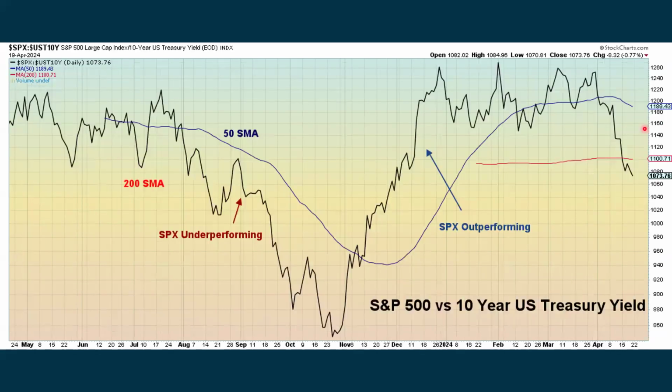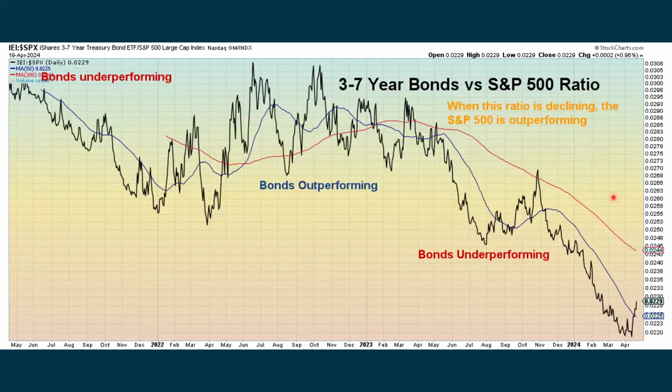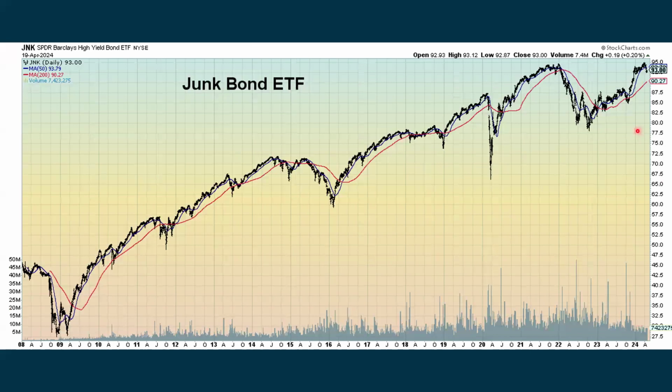And then we look at the S&P 500 and compare it with the 10-year yield, where the S&P 500 had been outperforming, but lately has been pulling back as interest rates are going up. And then we look at 3 to 7 year bonds and compare it with stocks, where the bonds have been underperforming, but lately they've been bouncing up as interest rate fears are starting to come back into the market. Junk bonds also tend to follow what happens with stocks, coming off of a recent all-time high, but also dropped below their 50-day moving average.